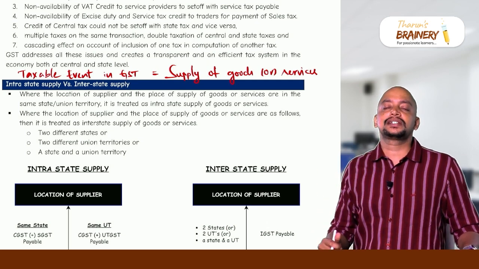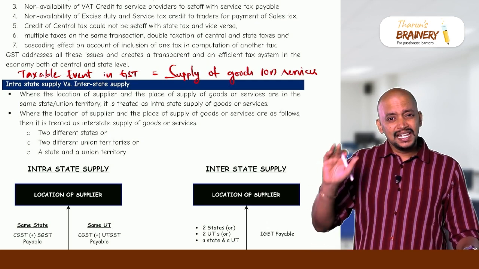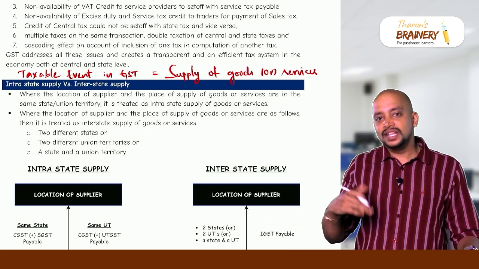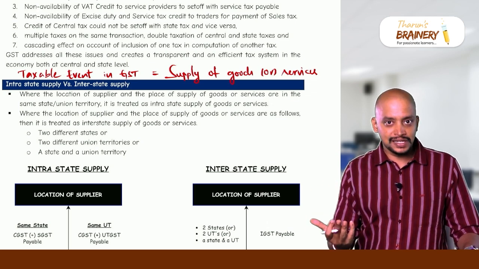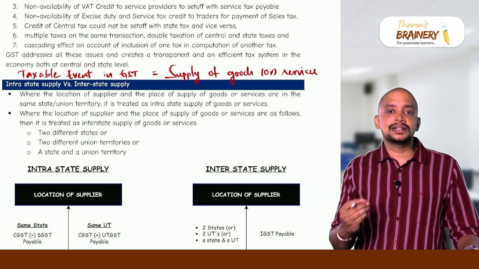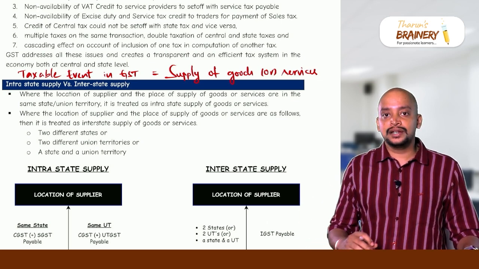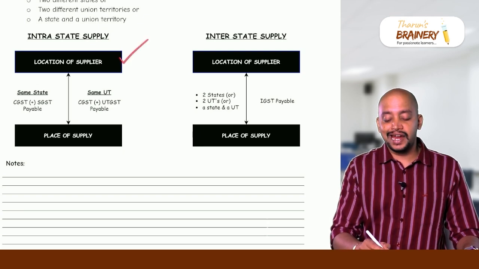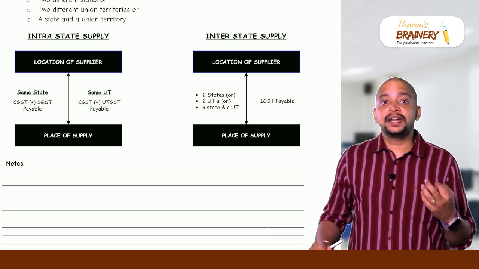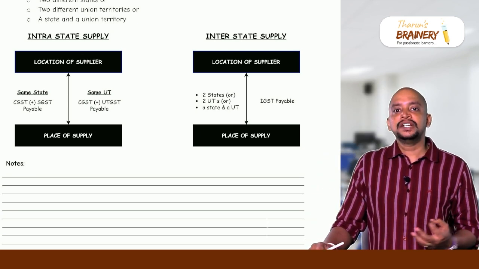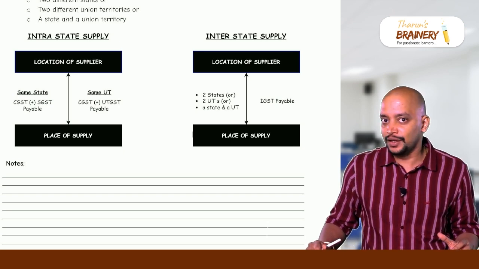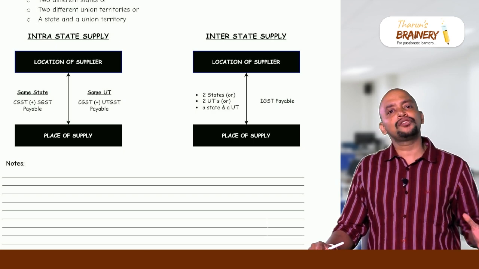What is the difference between interstate supply and intrastate supply? It is not that one state to another state means interstate, and within the state means intrastate; we cannot take it like that. So we have two factors which determine whether a supply is interstate supply or intrastate supply. That is location of supplier and place of supply. These are the two factors.